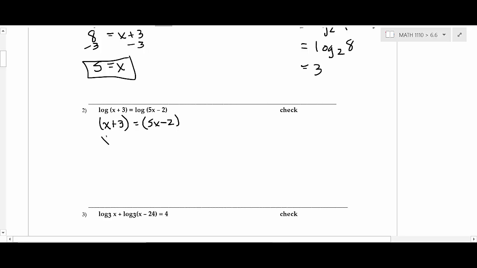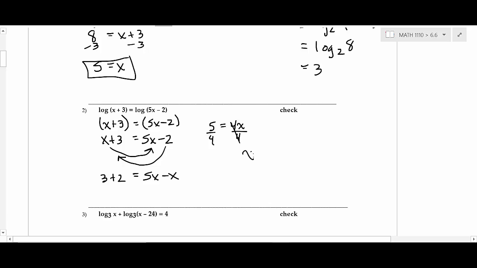So that would just be x plus 3 equals 5x minus 2. However you want to do that, I'm just going to get all of my x's on one side. I'm going to move the x there, and I'm going to move the negative 2 there. I'm going to choose to do it that way. So I have 3 plus 2. I add 2 to both sides. Then I have 5x minus x. I subtract x from both sides. So that's going to give 5 equals 4x. Divide by 4. And we're going to get x is equal to 5 over 4. Well, that's it. All right?